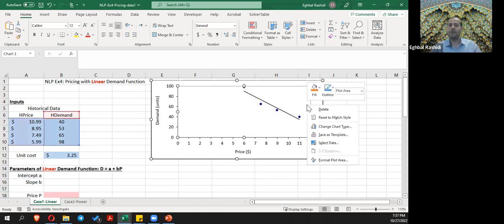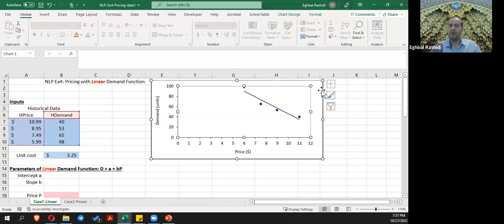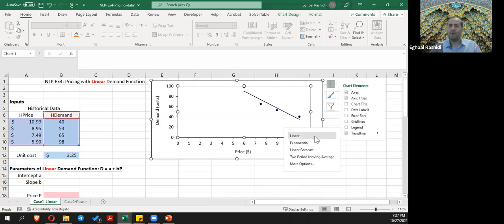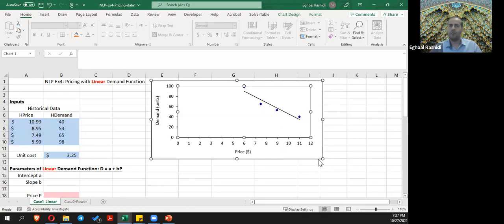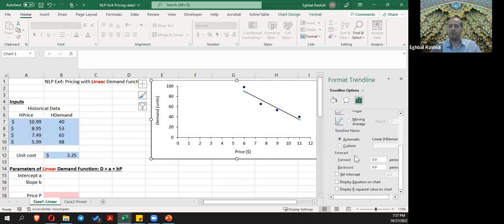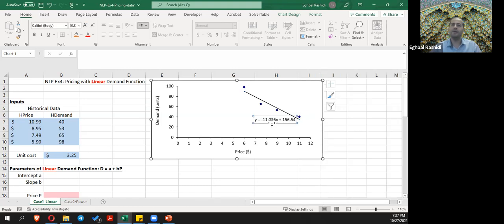It should also be able to give us the display equation on the chart. All right, great. So it already gives us A and B. This is A, 156.54, and this is B, negative 11.076. So this is based on the data. This is our estimation of the function.